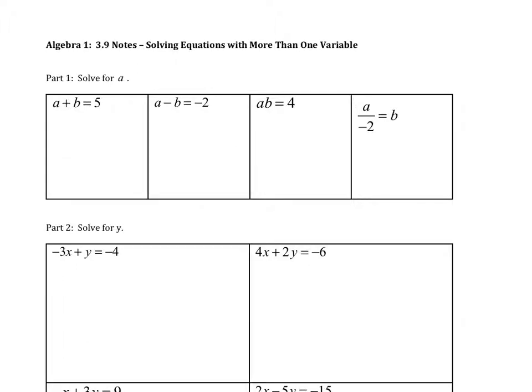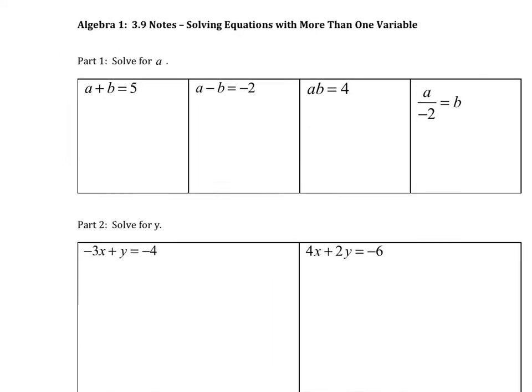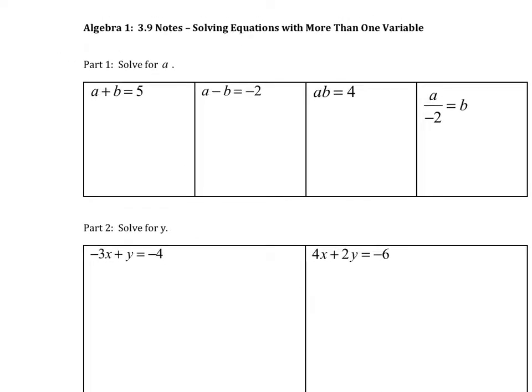So looking at the first example, in part one, we're asked to solve for A, okay? In these examples, only one thing is happening to A, and we're going to do the opposite, just like if we were solving a one-step equation. So in the first one, A is being added by B. So in order to get rid of the B, I'm going to do the opposite, and I'm going to subtract B, always from both sides of my equation.